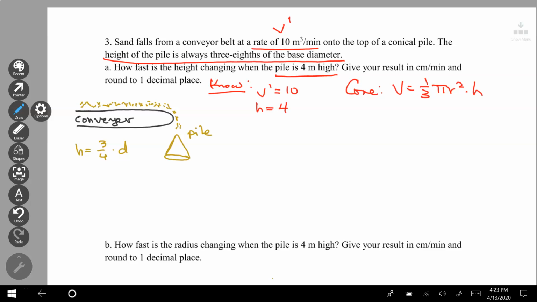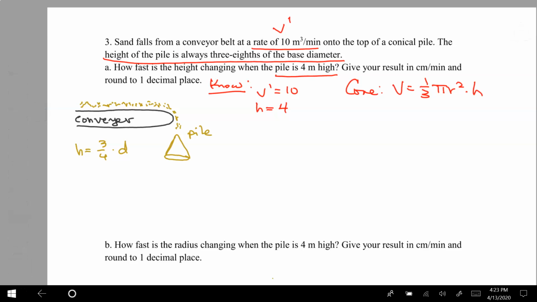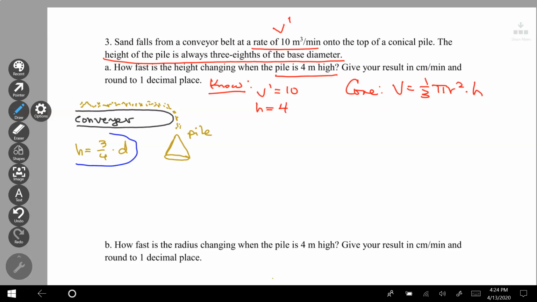Okay, for the next problem, I have sand falling from a conveyor belt at a rate of 10 cubic meters per minute. And here's my little diagram, and it falls into a pile that makes a cone. And the height of the pile is always 3/8 its diameter, and that's the little equation I have here. So my height is equal to 3/4 times 2 times the radius, or my height is equal to, oh, I made a mistake.